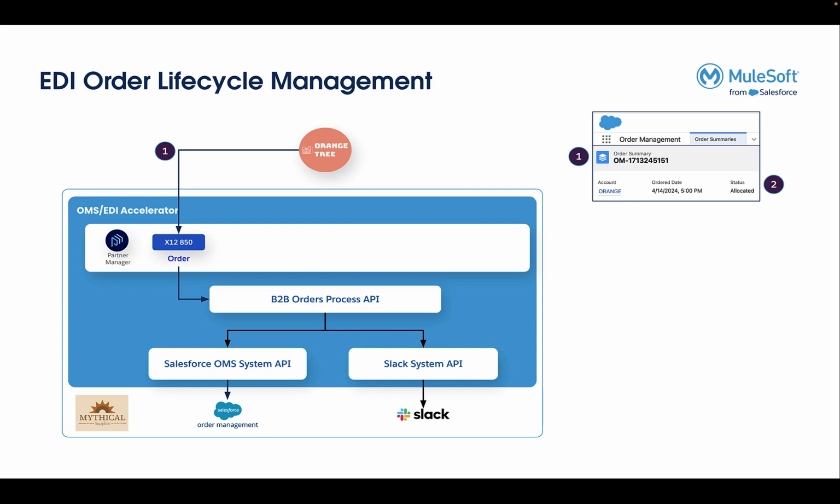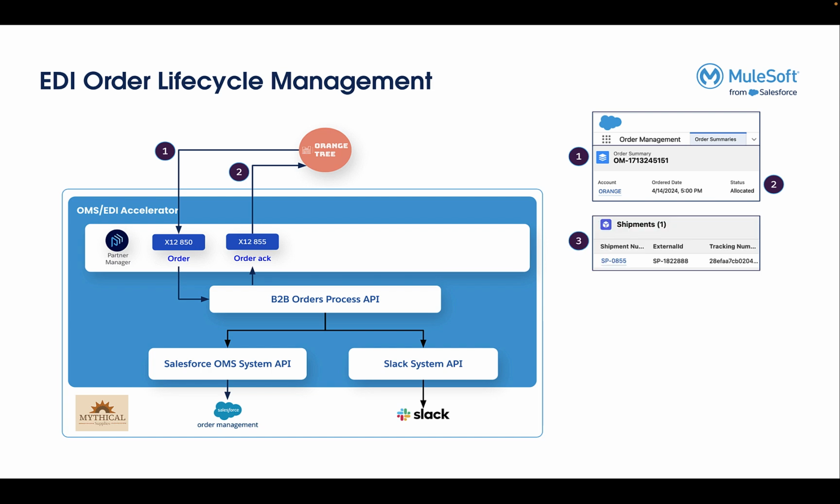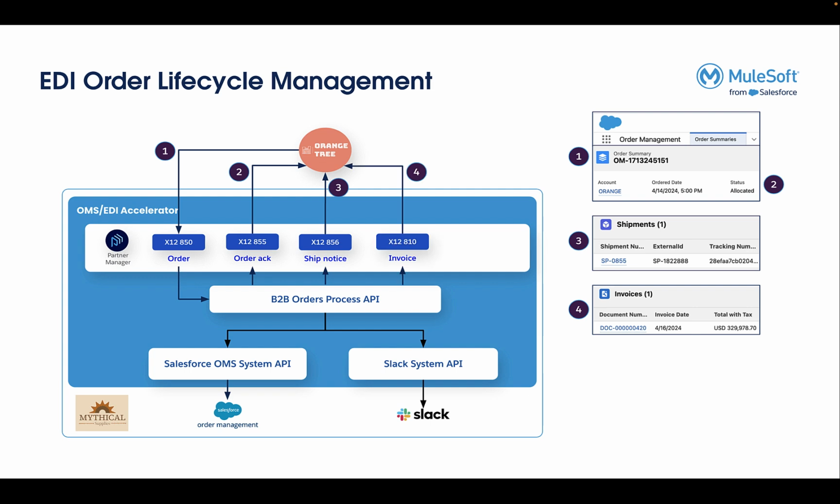And when the order status changes to allocated, when the inventory availability is confirmed, an EDI 855 purchase order acknowledgement transaction is automatically generated and sent back to Orange Tree. And as the shipment and invoice records get generated, as the order is being fulfilled, the EDI 856 advance ship notice and the EDI 810 invoice transactions are generated and sent to Orange Tree in a timely manner.